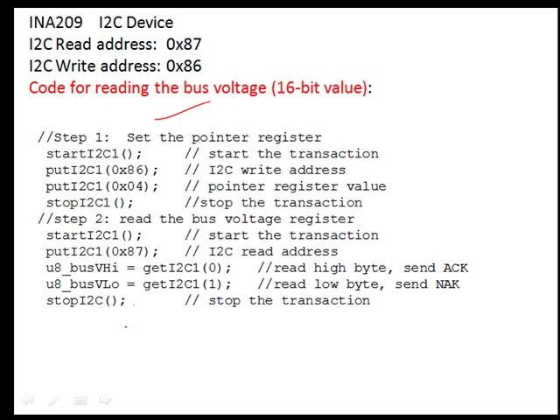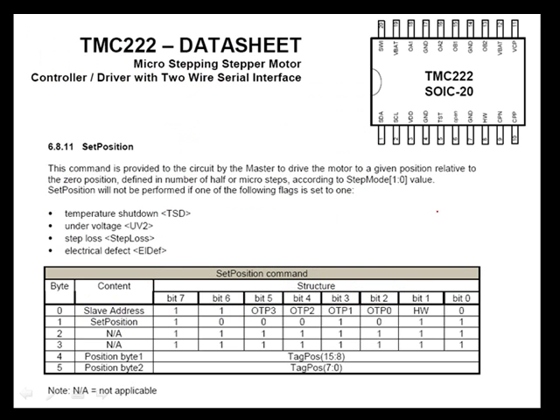Once you learn how to write I2C transactions and read data sheets describing I2C transactions, it becomes very easy to write I2C code to talk to an I2C device. Do not get too used to the idea of a pointer register in I2C devices. Not all I2C devices use pointer registers. Some devices will simply give you a particular transaction sequence of bytes needed to access a particular register. For example, the TMC222 is a stepper motor controller.